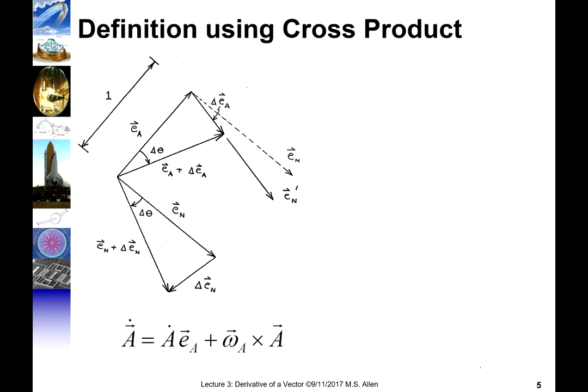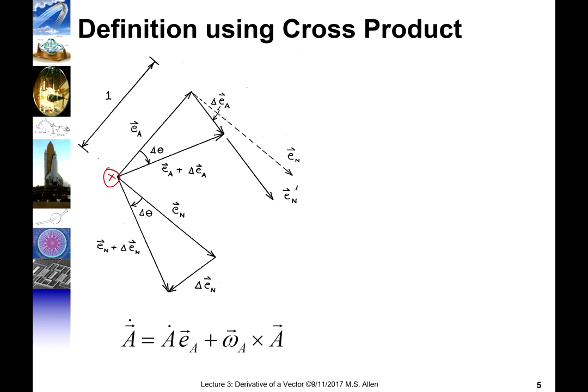So mathematically, it's a little easier to define this using a cross product. And the way we do that is we remember that a cross product gives us a vector perpendicular to the two vectors involved, according to a right-hand rule. So in this example, if we defined theta dot by the right-hand rule, that would be a vector going into the page, and theta dot, then a vector into the page crossed into A.